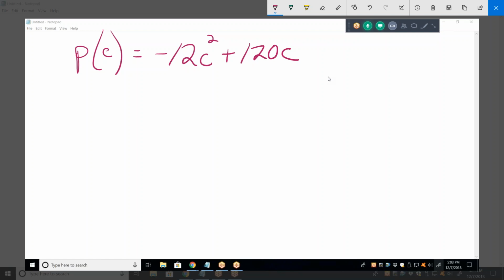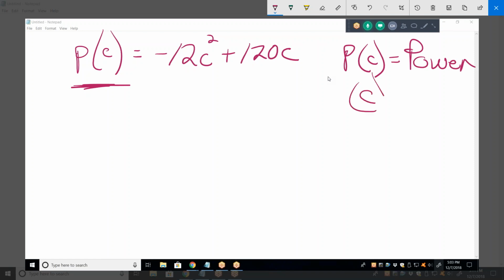The power generated by an electrical unit in watts as a function of its current C in amperes is modeled by P of C. P of C is the power, and C is the current in amperes. What is the maximum power generated by the circuit?